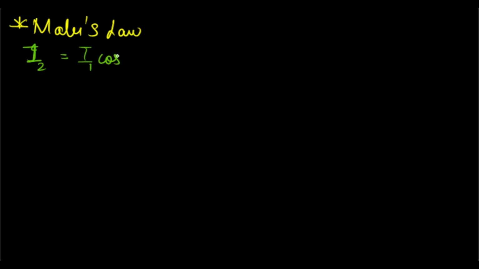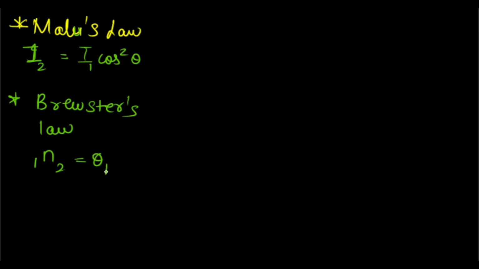Now, Malus's law. What is Malus's law? It tells us that I2 is equal to I1 cos square theta. This is Malus's law. Now Brewster's law. We will get to know that n12 is equal to tan theta b, where theta b means Brewster's angle, or theta b is equal to tan inverse of n2 by n1.